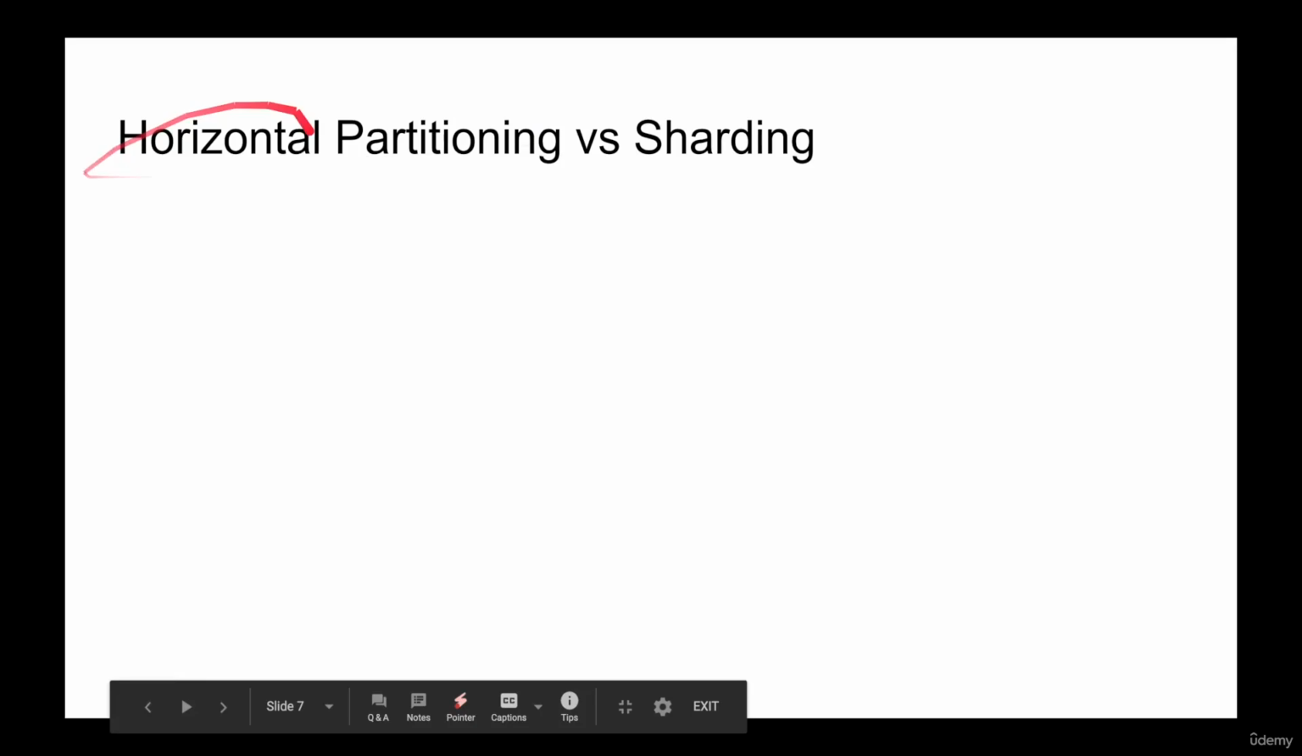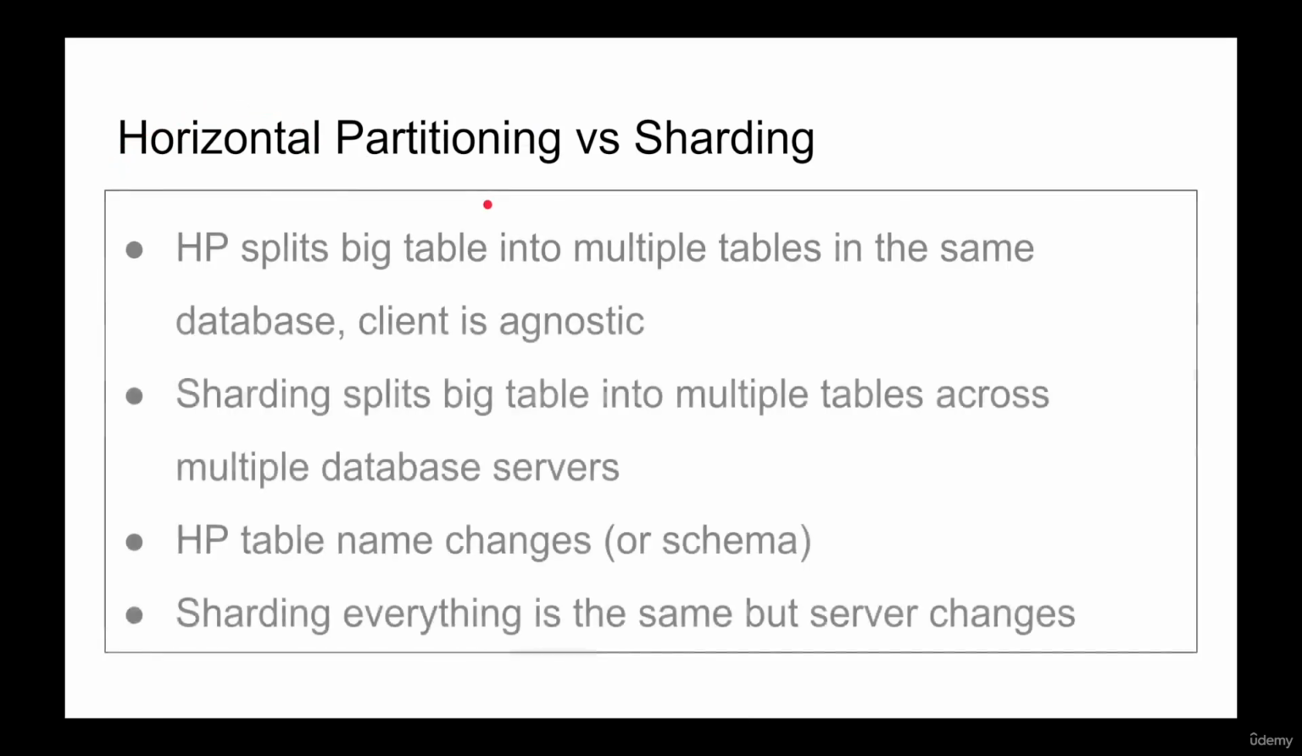Horizontal partitioning, or just partitioning, versus sharding. So guys, we made a video about sharding. Partitioning versus sharding is very interesting, and let's discuss the difference between the two. Horizontal partitioning, or just partitioning, splits the big table into multiple tables in the same database, and the database takes care of the management of these partitions. You as a client, as a query builder, you have no idea what partition you're hitting. The database is deciding. So that's why I said the client is agnostic. It doesn't care which partition it's going to hit.